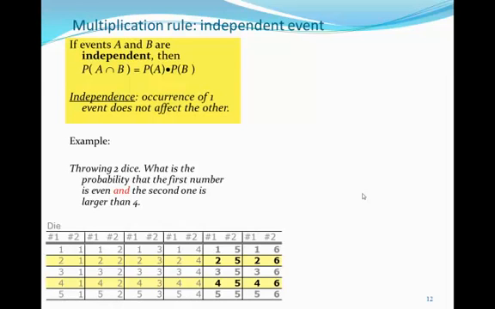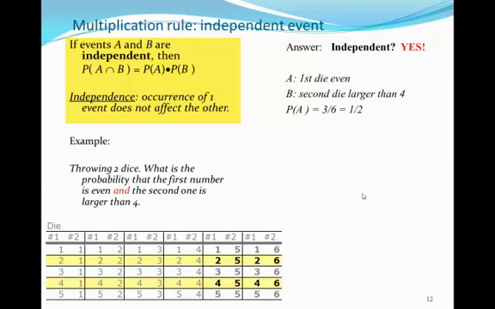For example, let's first take a look at throwing 2 dice. What is the probability that the first number is even and the second number is larger than 4? Are they independent? Yes. The result of the first number has no impact on the result of the second number. So they are independent.